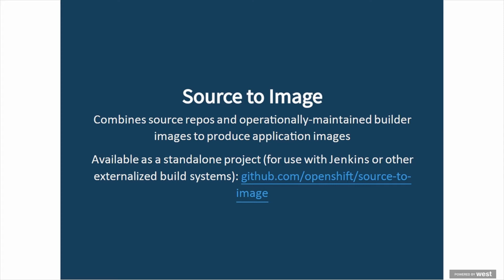OpenShift also uses a tool called Source-to-Image to combine source repos and operationally maintained builder images to produce the resulting application container images. Source-to-Image is available as a standalone project for use with Jenkins or other externalized build systems.